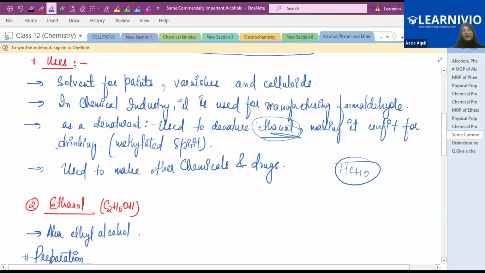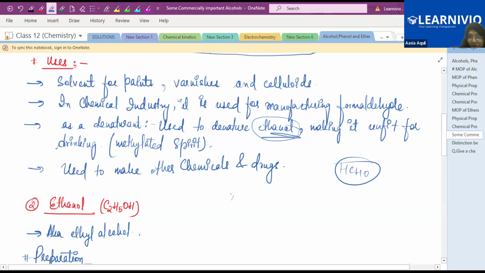So to make denatured ethanol, we add a little amount of methanol to the ethanol to make it unfit for drinking. Other than drinking purposes, we use this denatured alcohol. Methylated spirit is made using it. In methylated spirit, we use this denatured ethanol. To make the alcohol unfit for drinking, we add methanol to the ethanol.